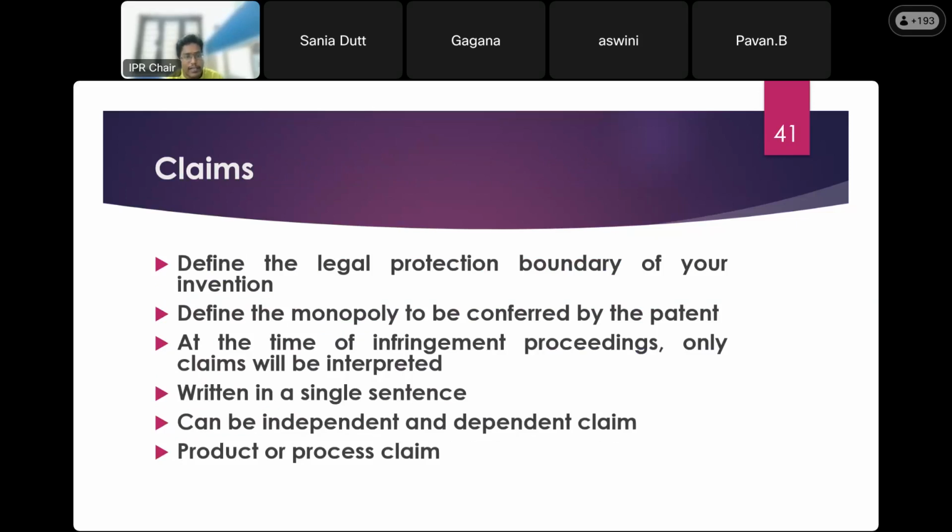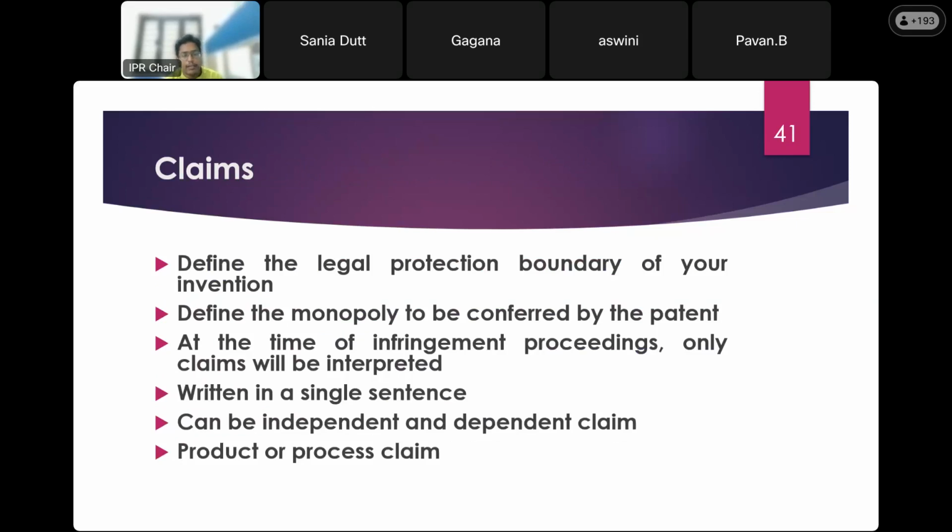As I said earlier, claims define the legal protection boundary of your invention. You will be writing the description about the invention, right? Like how you need to construct this invention, if it is a process, or if it is a product, or if it is both, what is the process to come up with the invention? You will be writing that in the description, right?